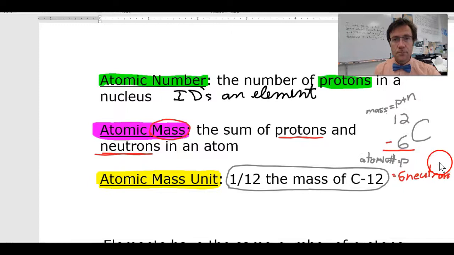There you go. Right? You dig what I'm saying? So that's what carbon-12 means. Carbon-12 means this whole shebang. It means it's carbon, 6 protons, a mass of 12, so therefore it has 6 neutrons, so that's nice. 6 protons, 6 neutrons.